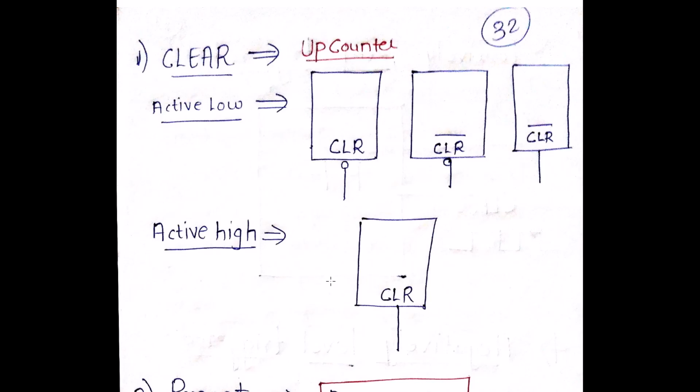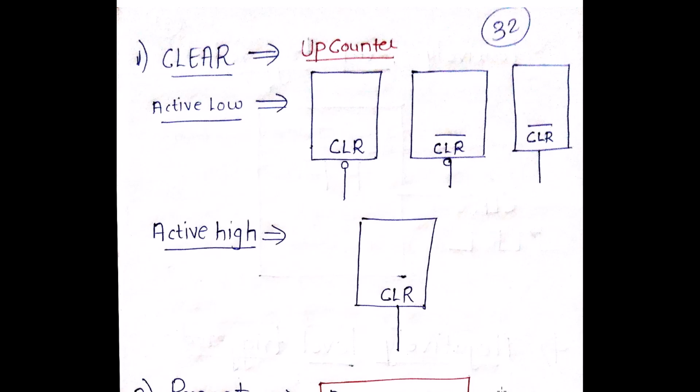So when I talk about the up counter, it's going to start counting upwards, and when it is reset, it will be cleared. So active low will have only one bubble. It can have a bubble and a bar, or it can have only a bar. Whereas in case of active high, it will have nothing. There will be no bubble, there will be no bar. So these are the representation methods of a clear in case of up counter.